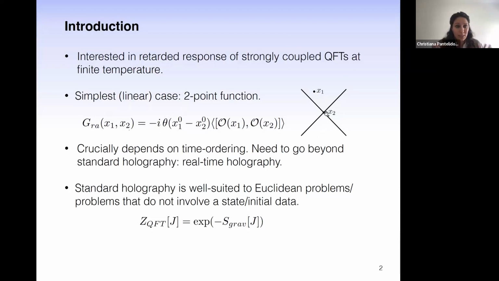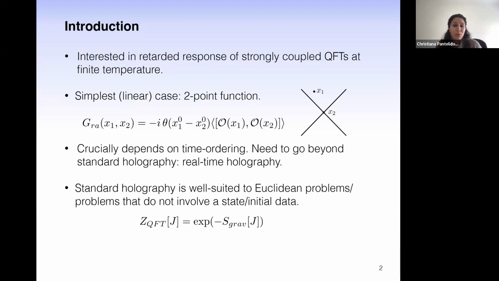Now, just simply from this statement, it should be clear that the retarded two-point function has a crucial dependence on the time ordering of the 2 points x1 and x2. And it's precisely because of this reason that it poses a little bit of a challenge to the standard holographic approach. And strictly speaking, in order to compute it, one has to go into the realm of real-time holography. And since this point is very important for what I have to say today, let me elaborate a little bit further.